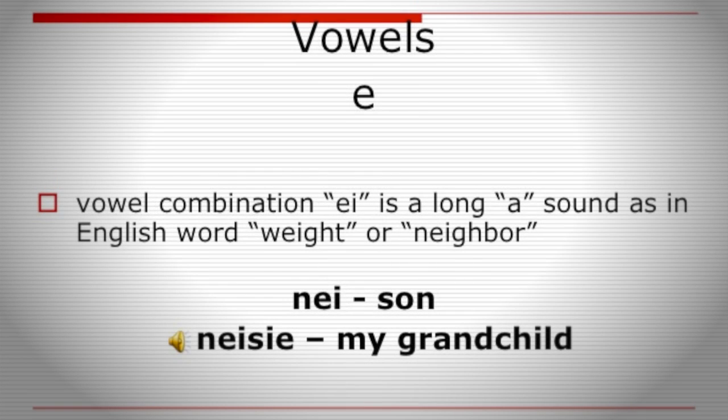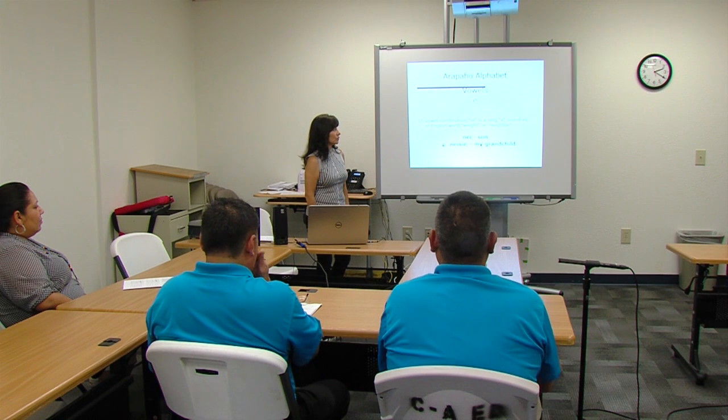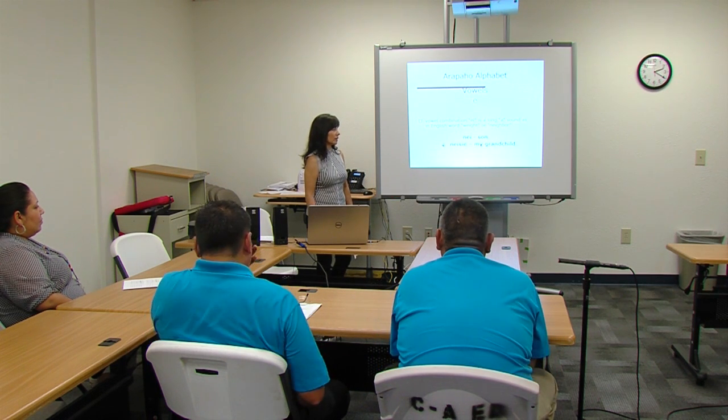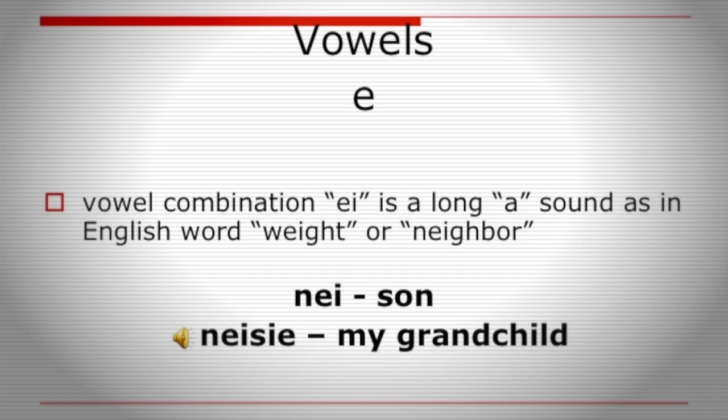Vowel combination: when you see an E and an I together, it's a long A sound, like in wait or neighbor. We're used to seeing that, so we know how to pronounce it. And so we'll get used to making the long A sound when we start learning these words. For sun, it's nay. Nay, sun, okay.